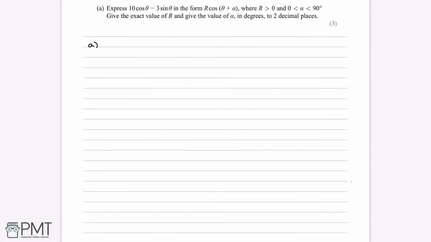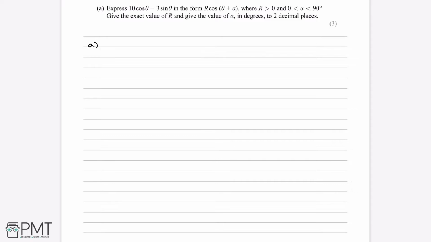Express 10 cos theta minus 3 sine theta in the form r cos(theta plus alpha), where r is greater than 0 and alpha is greater than 0 and less than 90 degrees. Give the exact value of r and give the value of alpha in degrees to 2 decimal places.